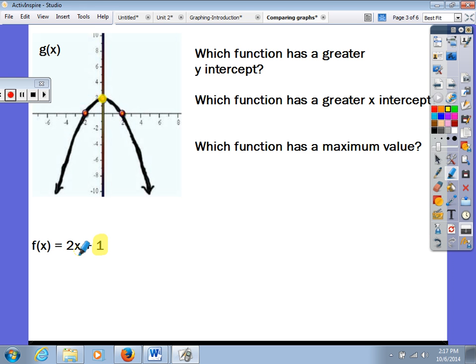So what is 2 times 0, plus 1? You get the same answer. You see? Okay, so your y-intercept for g is 2. Your y-intercept for f is 1. So which one is greater? G of x. Good job.